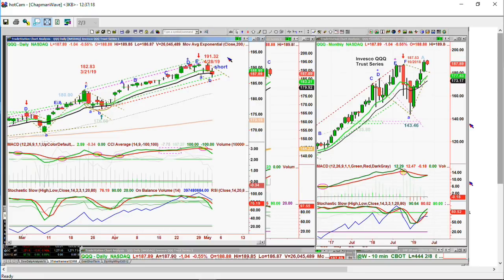191.32. Have you heard that number before? Yeah, 2 days before it did that. That is so unusual. So there's your double top.